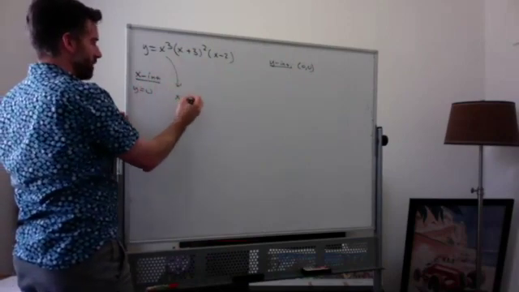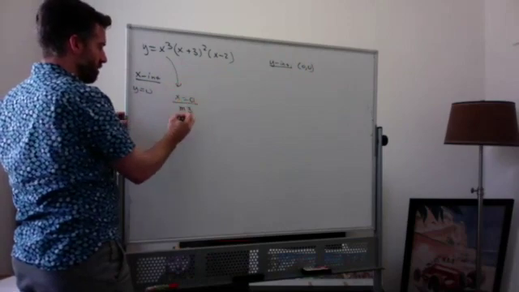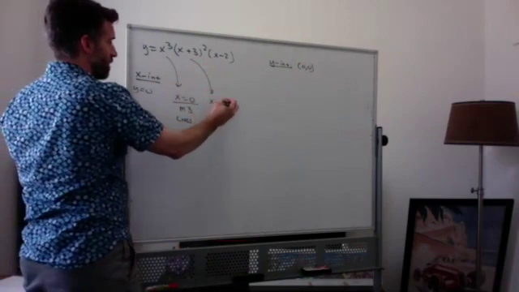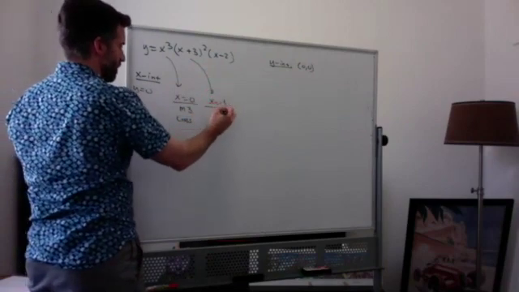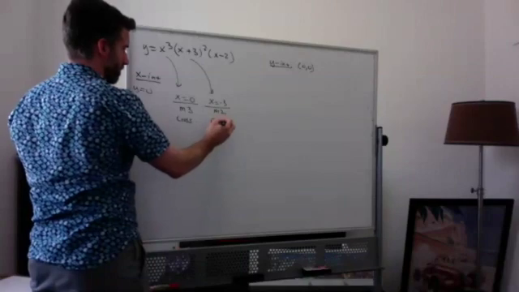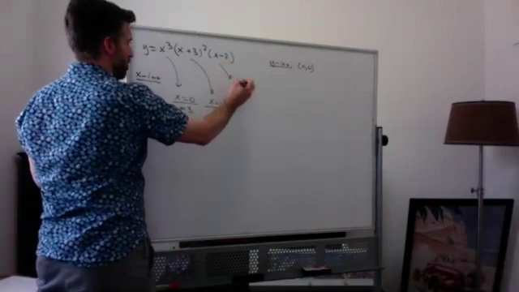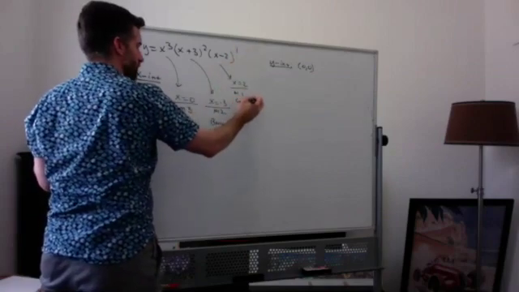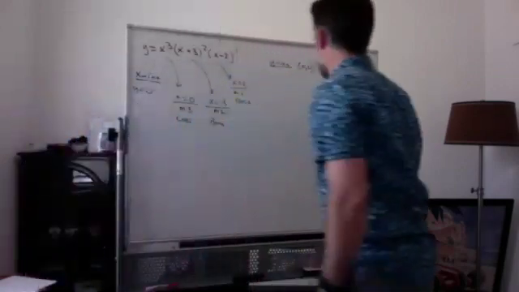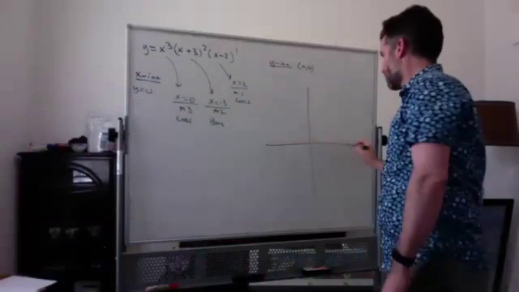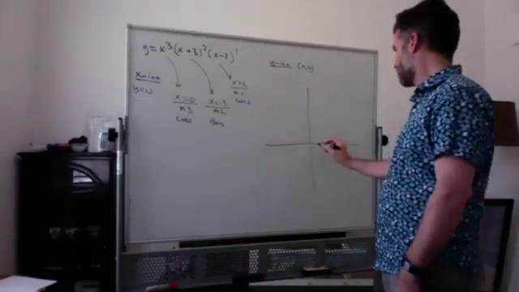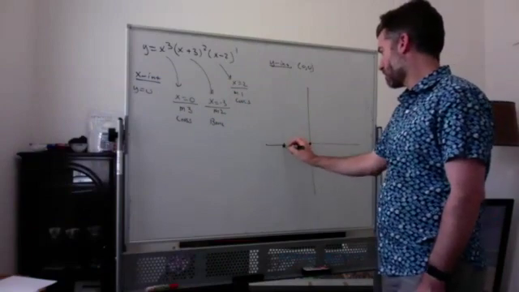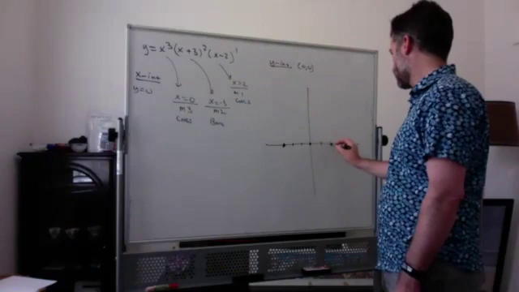So we get x equal to 0, which has a multiplicity of 3, so we're going to cross. We have x equal to negative 3, which has a multiplicity of 2, so we're going to bounce. We have x equal to 2, which has a multiplicity of 1, so we're going to cross. So let's see, 0 and negative 3 and positive 2.